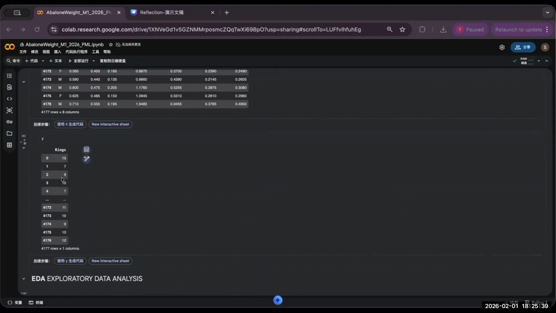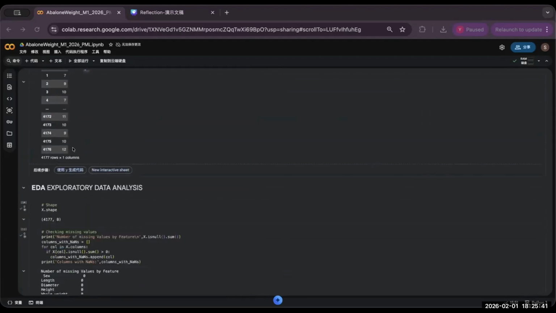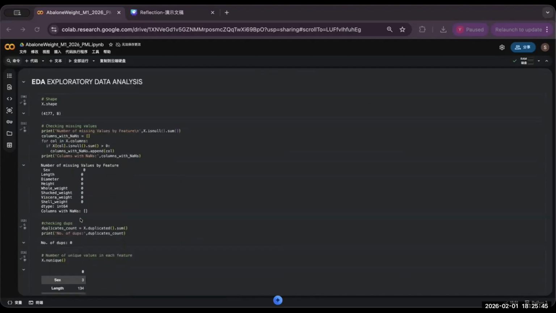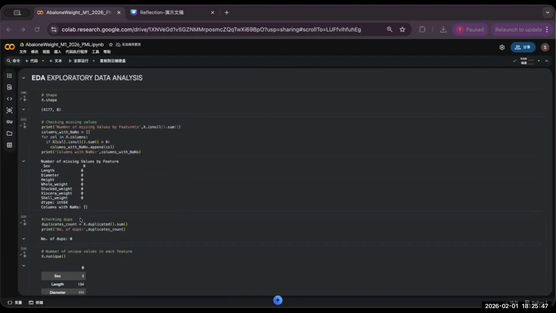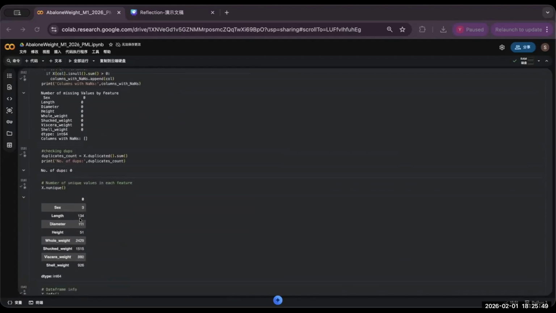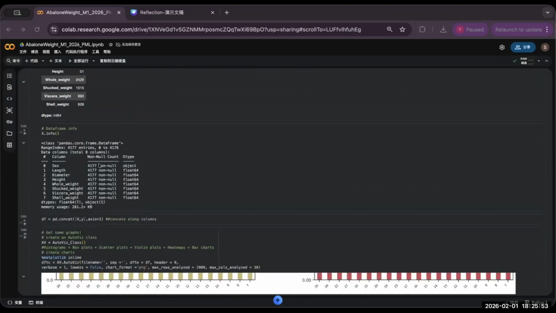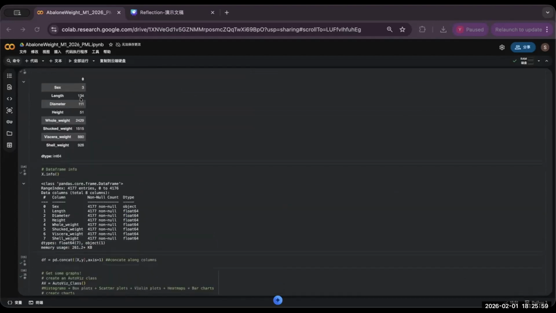And you can see here there are two data frames, and then we do some exploratory data analysis. You can see here we do some checking on the missing values and also the duplicates, and checking on the unique values in each feature. Since infants have no specific gender, we have three types of sex as the unique values.